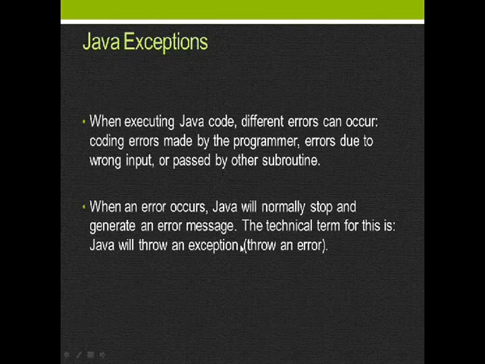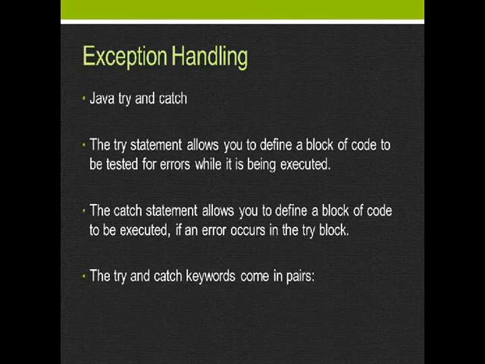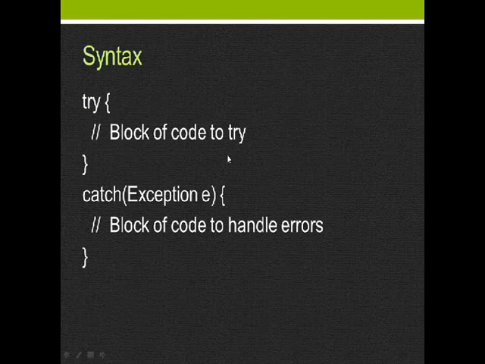Now exception handling is a good way to deal with this. How does Java do exception handling? Java uses the try and catch method. The try statement allows you to define a block of code to be tested for errors while it is being executed, and the catch statement allows you to define a block of code to be executed if an error occurs in the try block. The try and catch keywords come in pairs. Now the syntax is try, inside the try there is a block of code, and catch (Exception e), with a block of code.